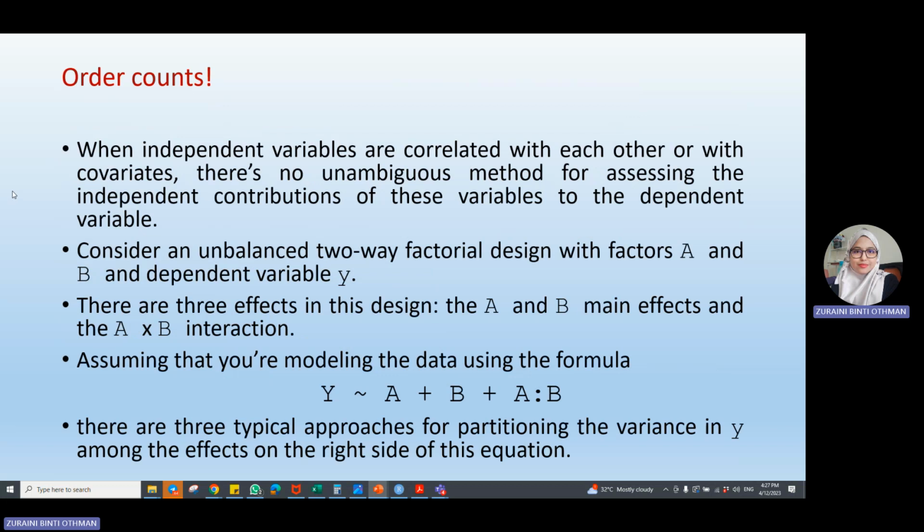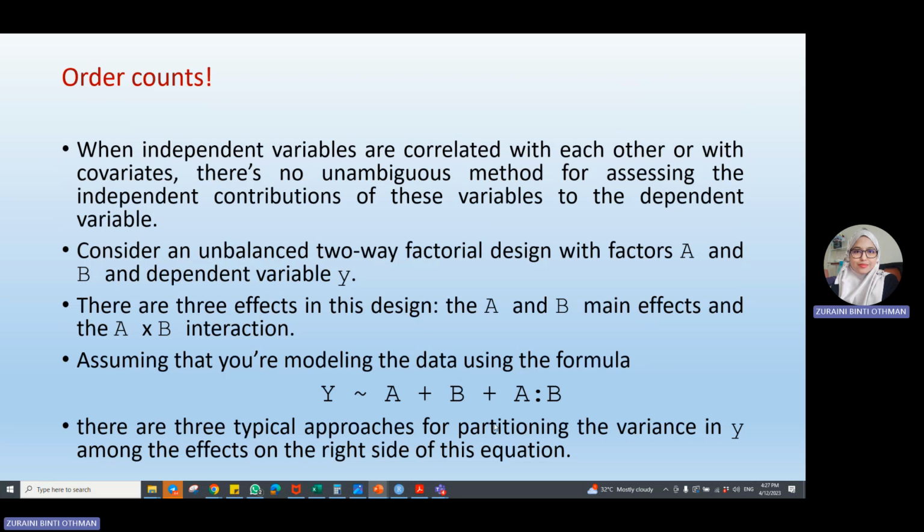Okay, so here for the order count: when independent variables are correlated with each other or with covariates, there is no unambiguous method for assessing the independent contribution of these variables to the dependent variable. Okay, consider an unbalanced two-way factorial design with factors A and B and dependent variable Y. Okay, there are three effects in this design: the A and B main effects and A times B is the interaction. Okay, this is the formula.